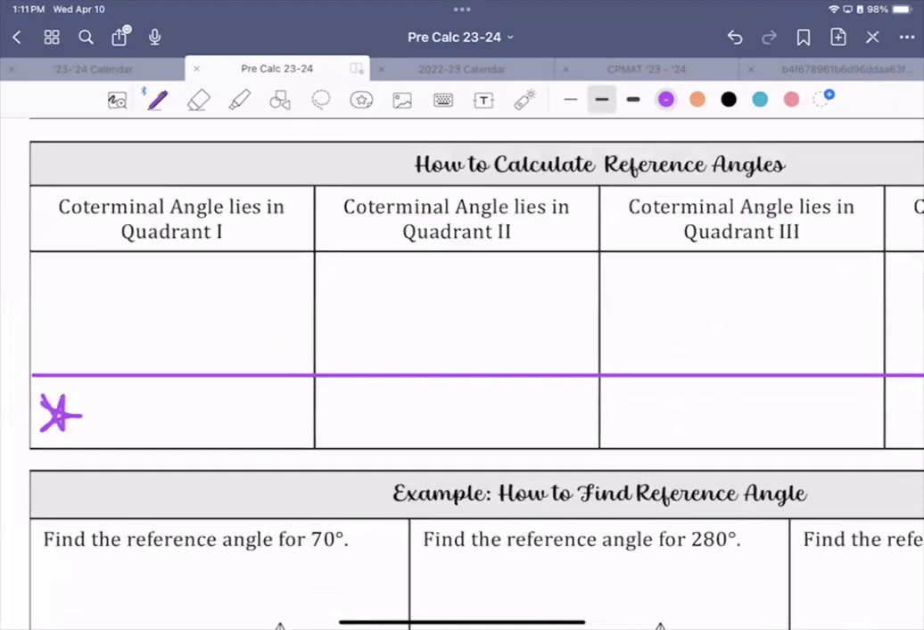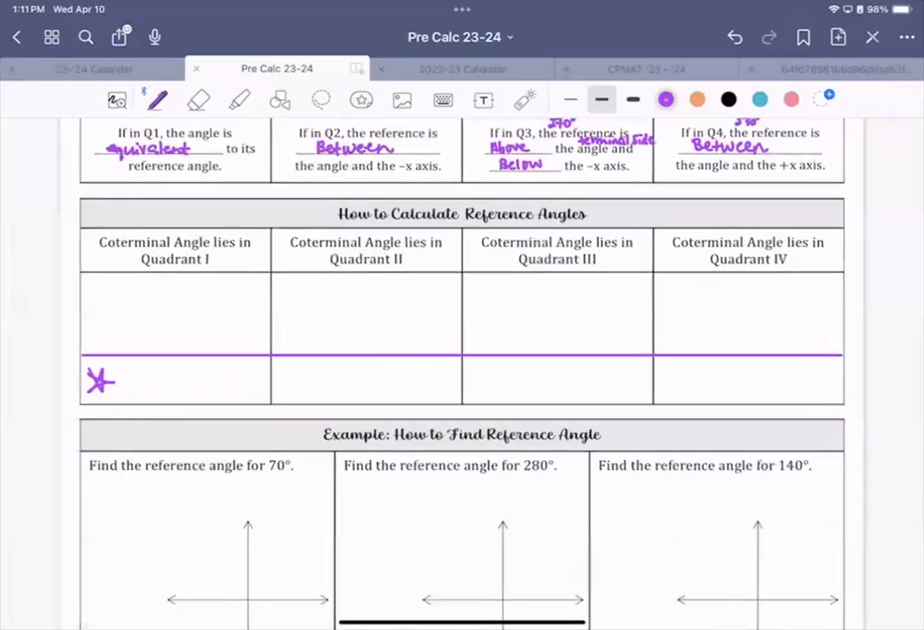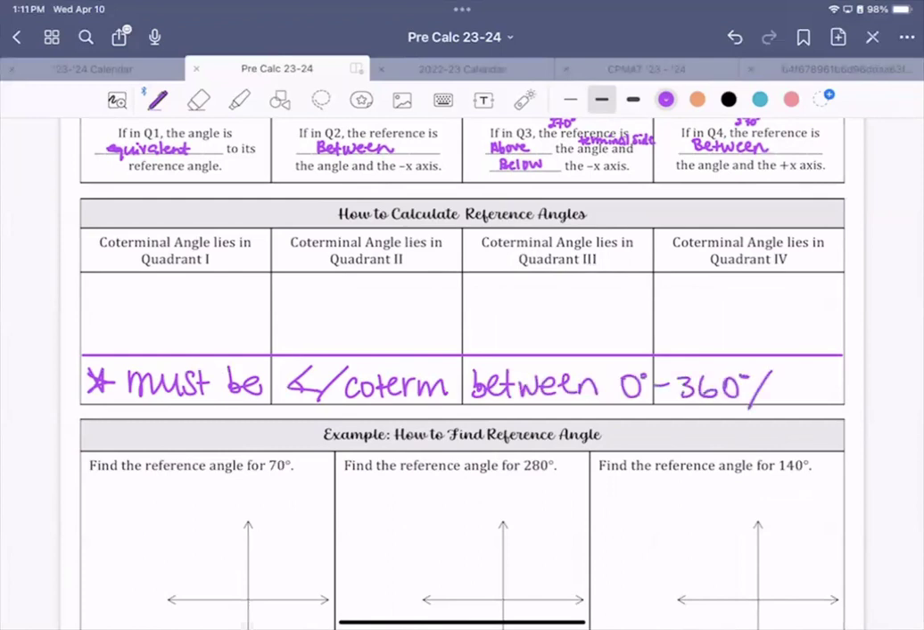And when you're working with a terminal side, if your angle is less than 0 or greater than 360, or 0 to 2 pi, you will need to use the coterminal angle that's between 0 and 360 or 0 and 2 pi when calculating for your reference angle. So here you're going to say must be an angle or a coterminal between 0 and 360 degrees or 0 and 2 pi.